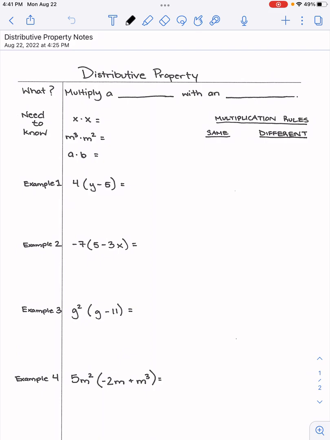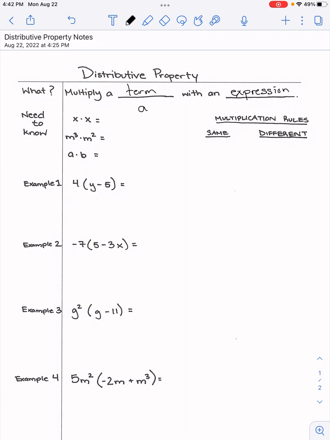This is something that should also be familiar from prior grade levels. So we're going to revisit it because this will be an essential foundational skill that we need to understand for our success in algebra. So what is the distributive property? Typically we multiply a term with an expression. So let's give a visual for that.